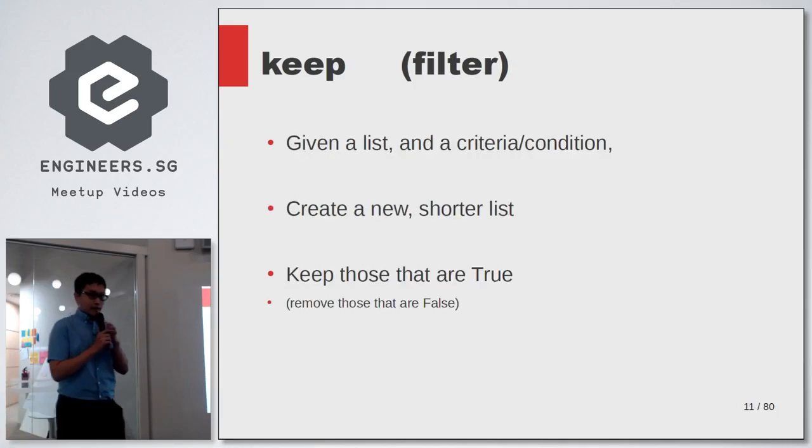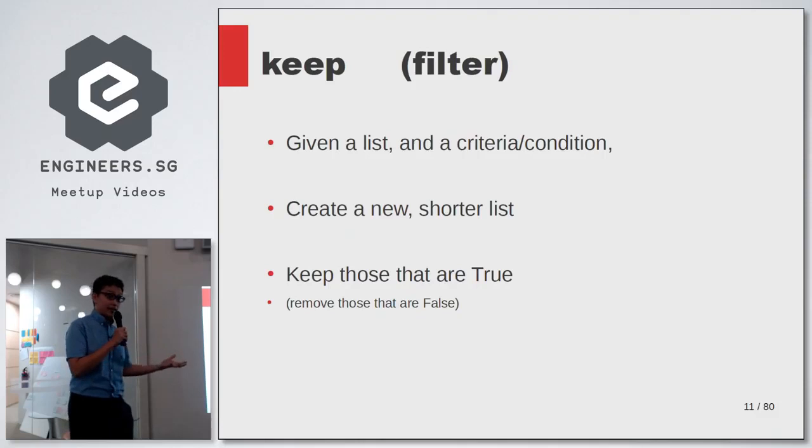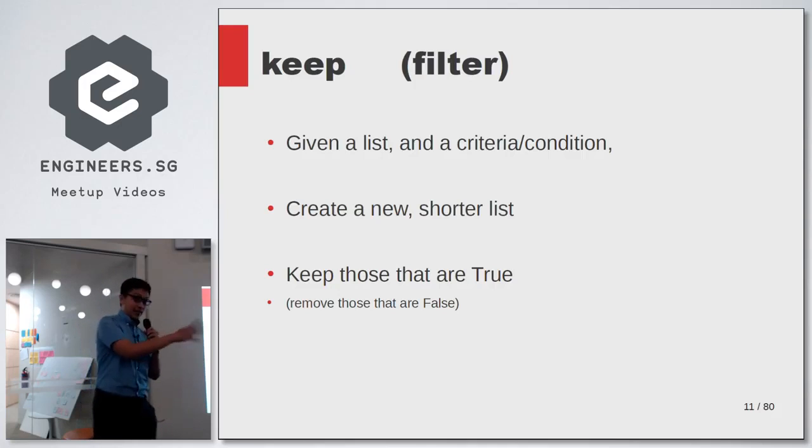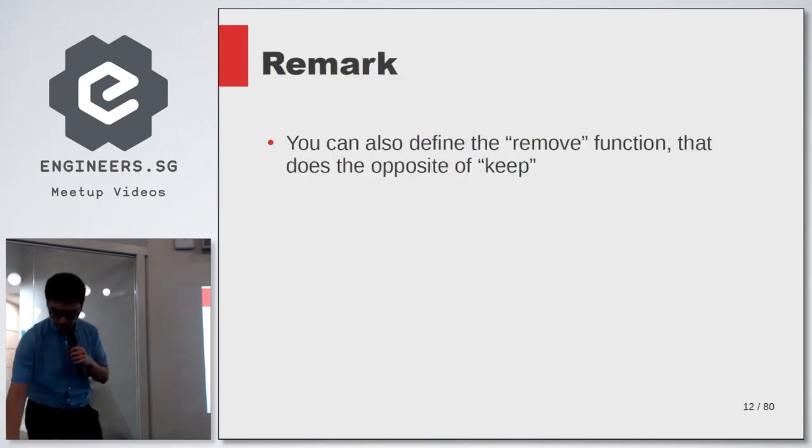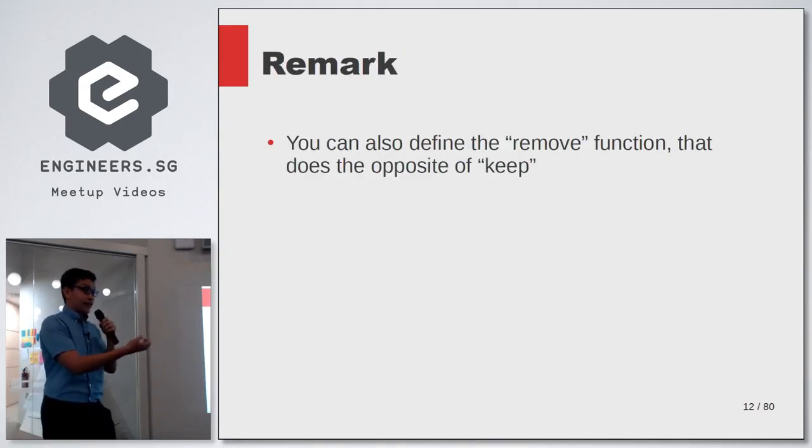So, given a list and a condition or criteria, you can create a shorter list such that you keep those that are true and you remove those that are false. Granted, in Python, you can already do this in pandas. You can already do this using list comprehension. So I just want to highlight to you the existence of this thing, and I'll combine it with the other concepts in order to solve problems later. You can also define the remove function that does the exact opposite of the keep function. So far, so good?